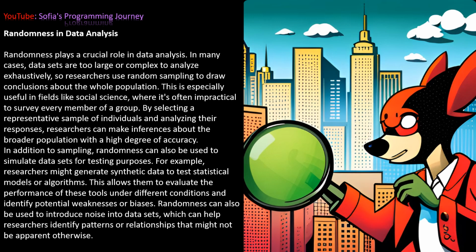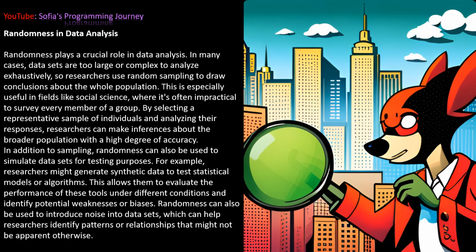Randomness in data analysis. Randomness plays a crucial role in data analysis. In many cases, data sets are too large or complex to analyze exhaustively, so researchers use random sampling to draw conclusions about the whole population. This is especially useful in fields like social science, where it's often impractical to survey every member of a group. By selecting a representative sample of individuals and analyzing their responses, researchers can make inferences about the broader population with a high degree of accuracy.